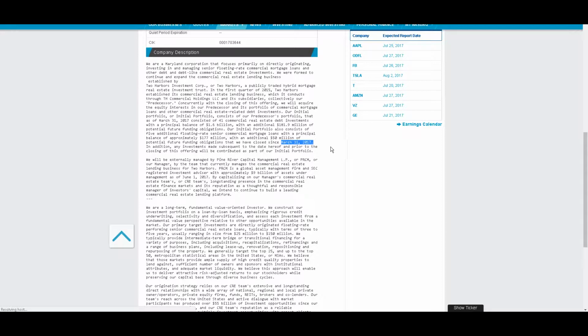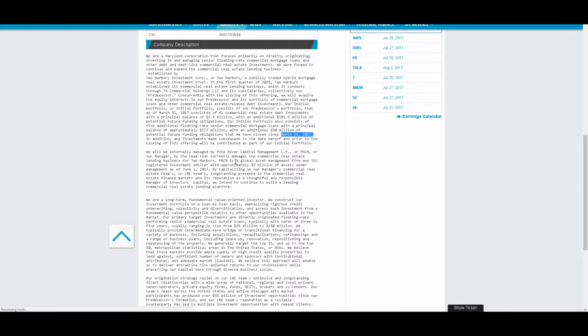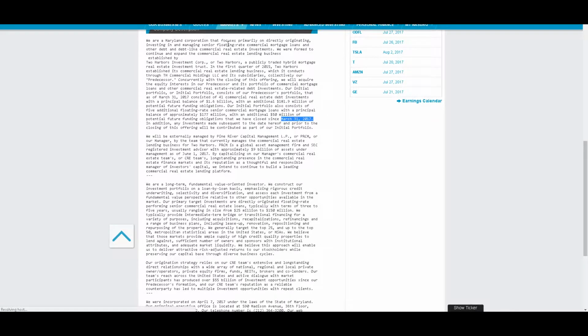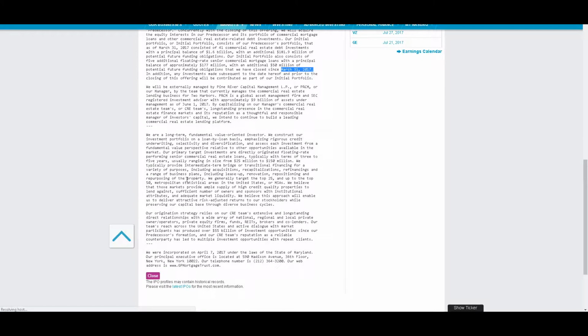When they become public, we'll have some more information on what their current portfolio consists of, and it'll be contributed to their initial portfolio. So let's see, we covered who they are, what they have. What else can we cover here?